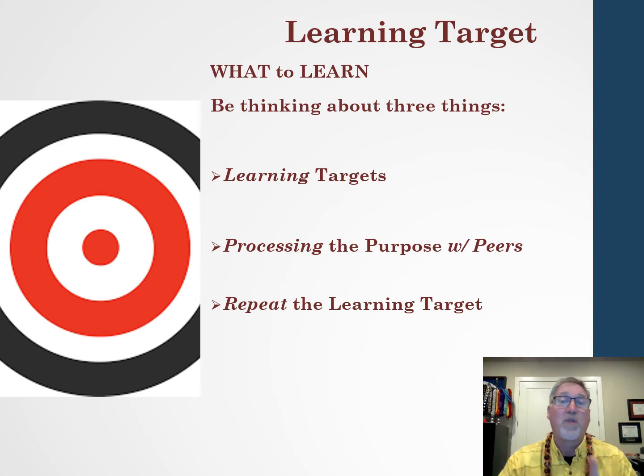So number 1, I want you to be thinking about learning targets. Second, I want you to be thinking about students processing the purpose with peers. So students processing the learning target or the purpose of the lesson with their peers. And then the third thing is after we've expressed the learning target and we've had the students process the learning target, I want you to be thinking about how often do you repeat the learning target. So these are our 3 things I want you to be thinking about: learning target, processing with peers, and repeat.